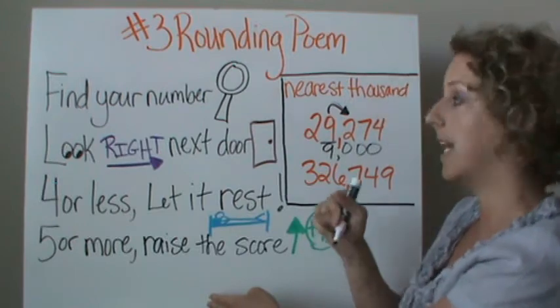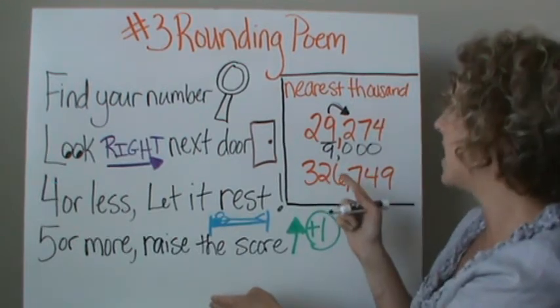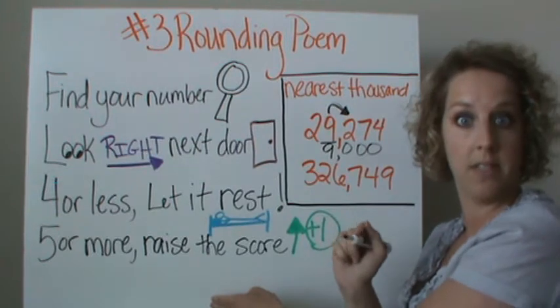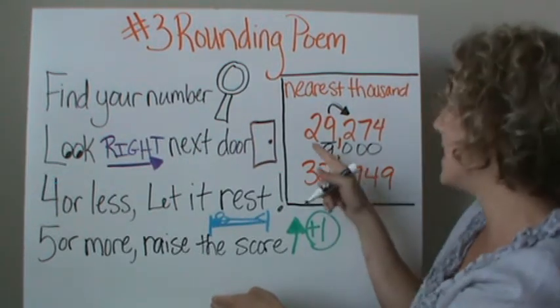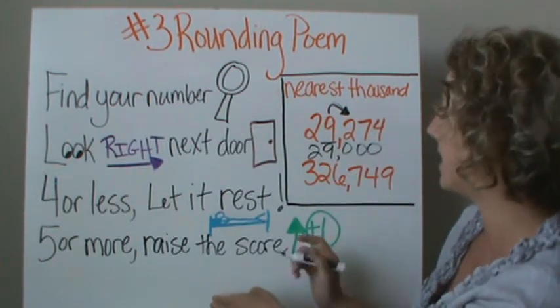Imagine if that was money. If someone says, about how much money do you have? You wouldn't say, oh, about $9,000. No, you would say $29,000. Whew, can't lose that place.